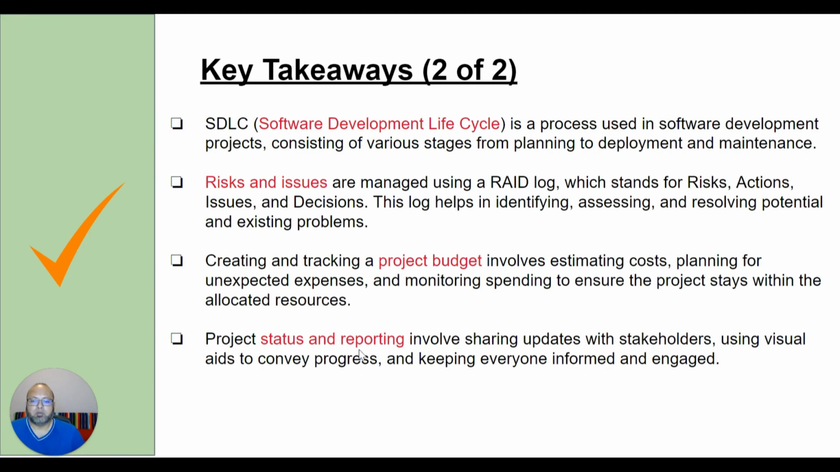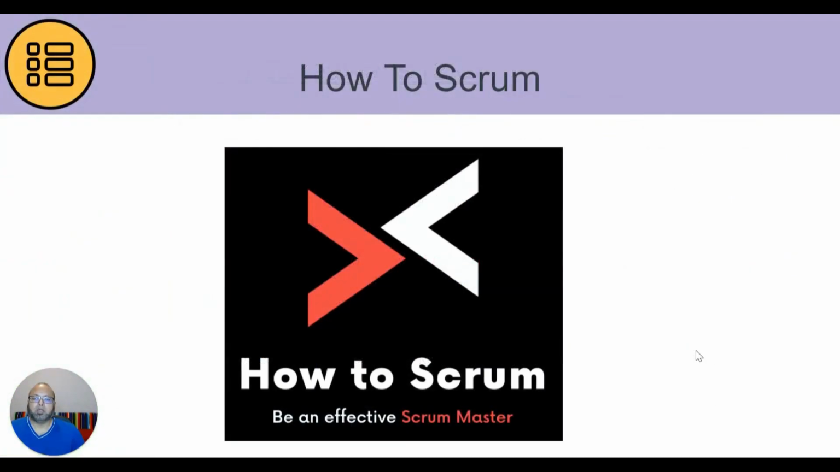The project status and reporting involves sharing updates with stakeholders using visual aids like red, green, and yellow. So if the project is in green, everybody's happy. If it was in yellow, people start getting concerned. And if it's in red, the project is in trouble, and you need to bring it back to green using PTG process. So I hope this gave you the basics of project management.